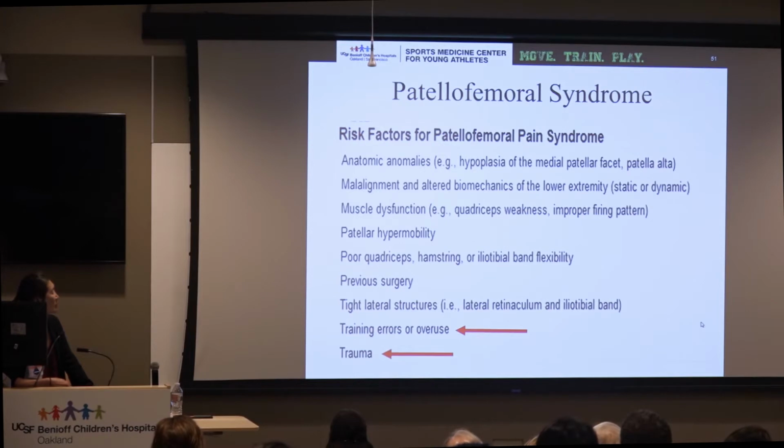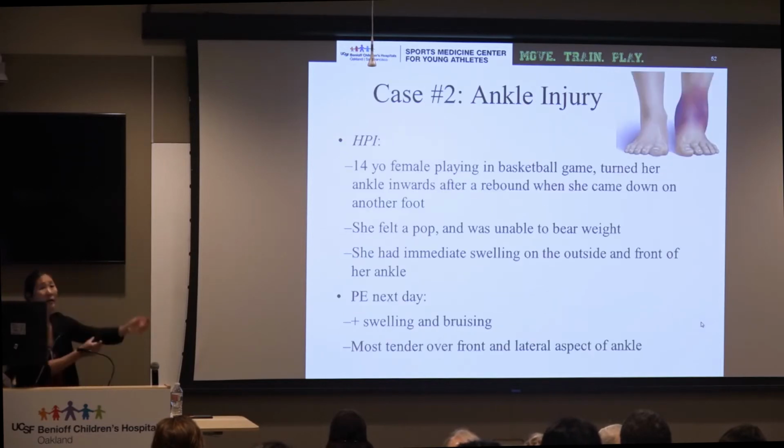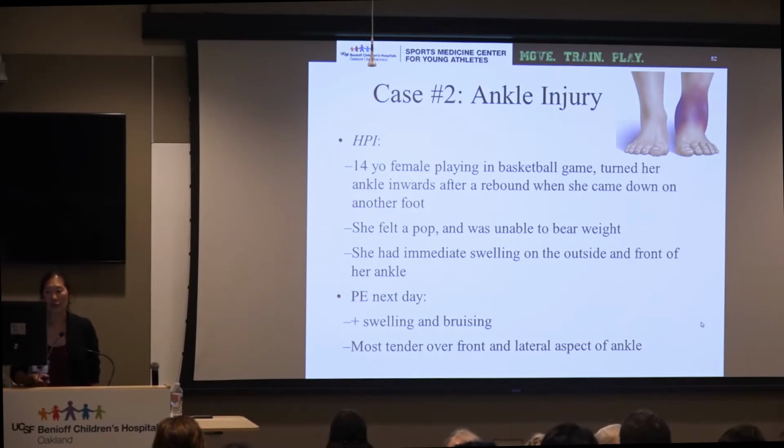Training errors, trauma, oftentimes we need to ask about as well. But these are the lateral structures, etc. Okay, ankle injury. 14-year-old female playing a basketball game, she turned her ankle inwards.